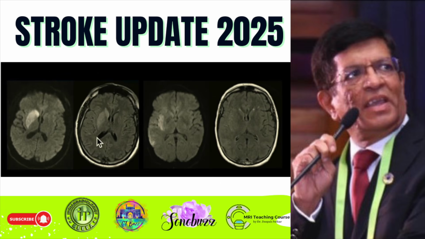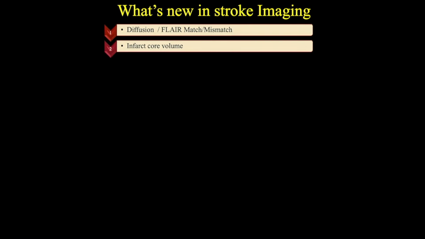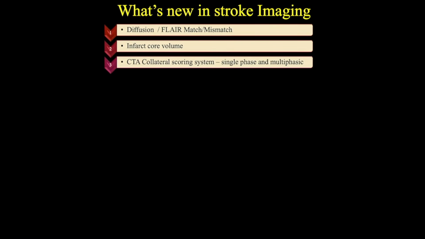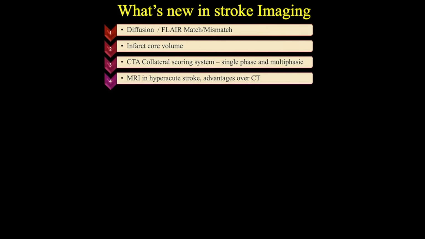So we look at diffusion, FLAIR, match and mismatch concept. We look at the concept of infarct core volume and how it has impact on the outcome. Then we look at the CT collateral scoring system, the single phase type and multiphasic type, and understand how it is important in understanding the stroke.